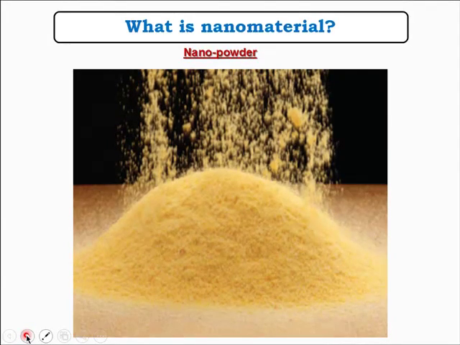Nano powder refers to ultra fine particles with dimensions measured in nanometers, offering unique properties due to their high surface area to volume ratio. And these are actually amorphous materials. These tiny particles are revolutionizing industries, with applications from medicines to electronics. Their ability to react quickly and efficiently makes them invaluable in various applications.